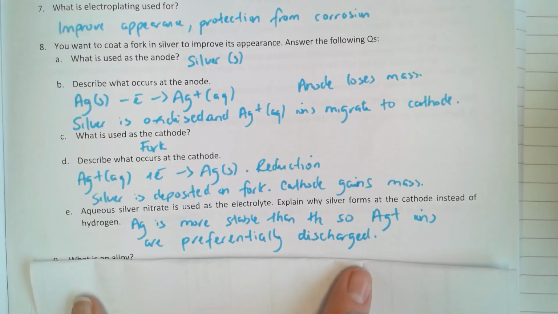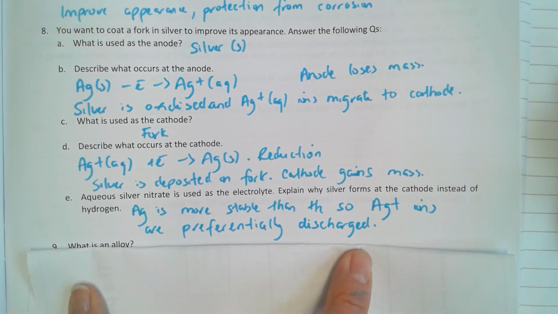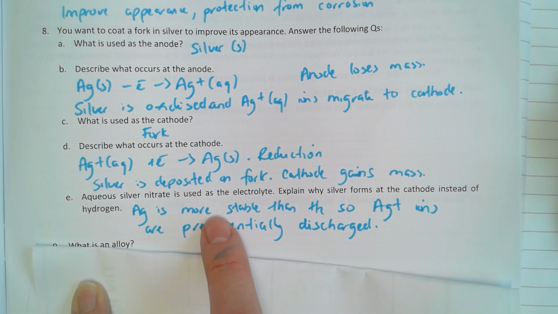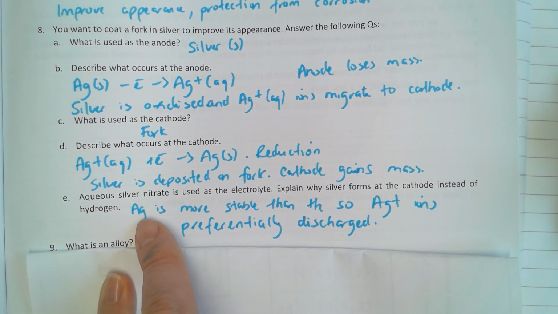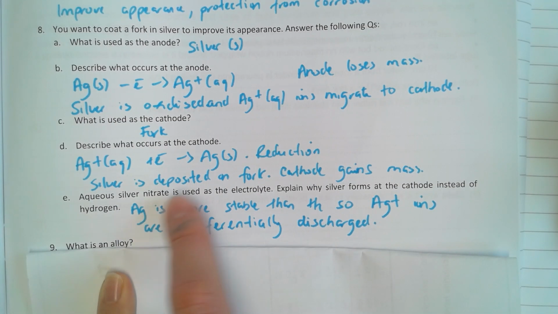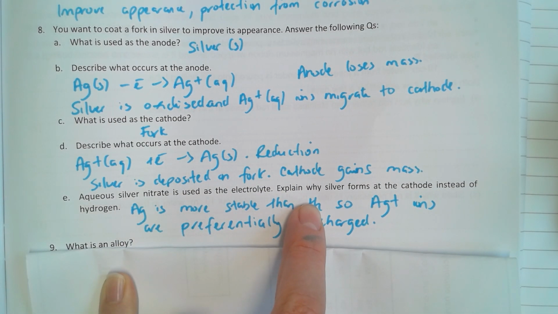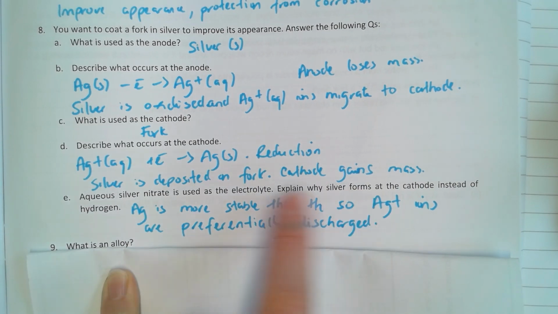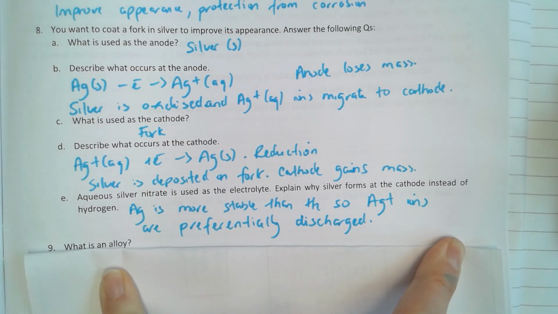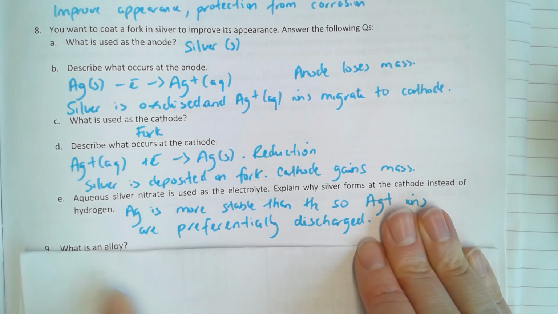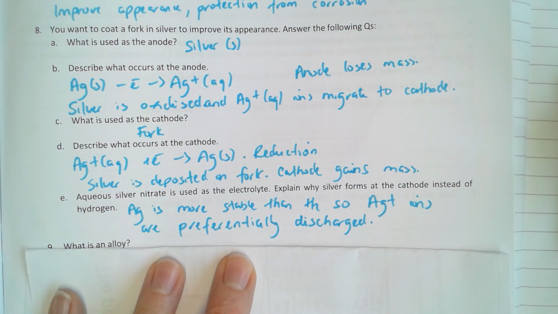Why is aqueous silver nitrate used as the electrolyte? Between silver and hydrogen, silver is lower on the reactivity series. If it's less reactive, it's more stable. So because it's more stable than the product H2, the Ag+ ions are preferentially discharged over the H+ ions. So you discharge the ion that leads to the most stable product. Most stable, least reactive, and that's going to be silver.